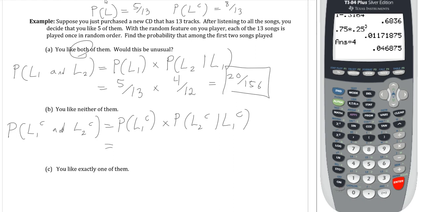Well, the probability that you dislike the first song we wrote above was 8 out of 13. And now that one song has been played, there's only 12 remaining. Of those 12, one song that I dislike has already been played, so there's only 7 songs that I dislike remaining. The other 5 I do still enjoy. 8 times 7 will give me 56 out of 156.